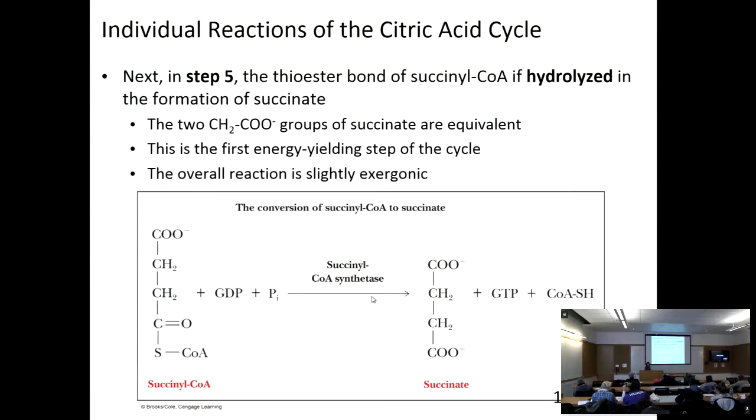This is slightly exergonic, but it is not under control. We've already talked about the 3 steps that are under control. The rest of them are not under control. That means that their delta Gs are close to 0. So they're not going to be under allosteric control.